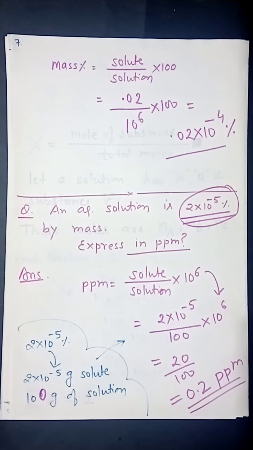So today we have discussed the first three concentration terms: mass percent, volume percent, ppm. Go through the notes and solve the numericals which I'm going to post you.